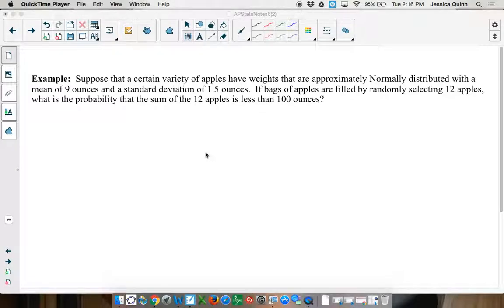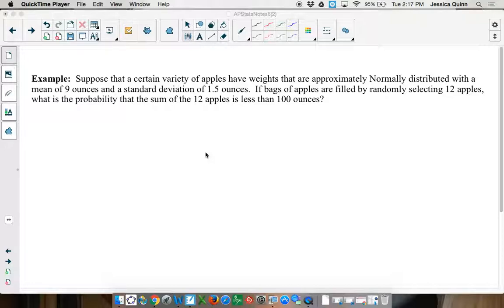Suppose a certain variety of Fuji apples have weights that are approximately normally distributed. They have a mean of 9 ounces and a standard deviation of 1.5 ounces. Okay, so I have all these different apples. The mean is 9 ounces. The standard deviation is 1.5. If bags of apples are randomly filled by selecting 12 apples, what's the probability that the sum of the 12 apples is less than 100 ounces? That's our question.